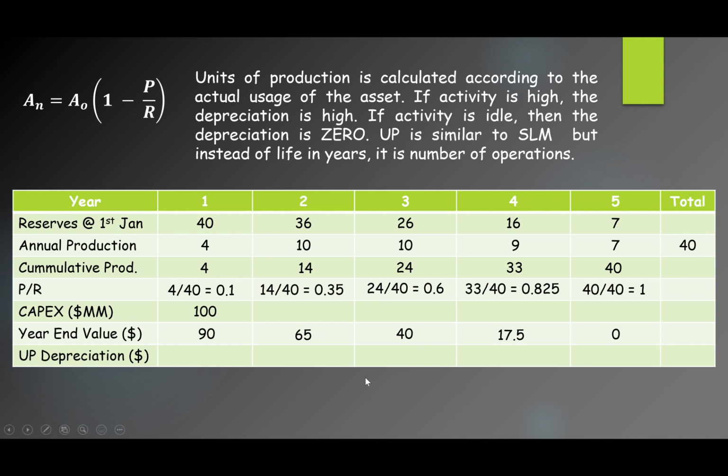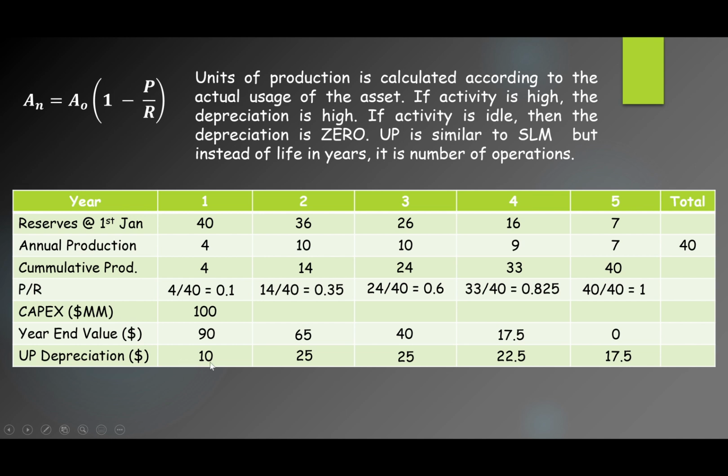You can also calculate the depreciation every year. For the first year, the depreciation is 100 minus 90, which is 10. For the second year, the depreciation is 25 now, because you have to subtract it. The third year is also 25. Then for the fourth year, the difference is 40 minus 17.5, which is 22.5. And finally, the fifth year, the depreciation is 17.5 minus 0, which equals 17.5.